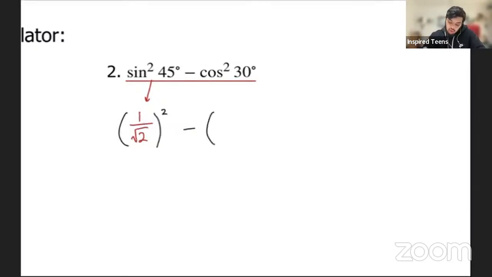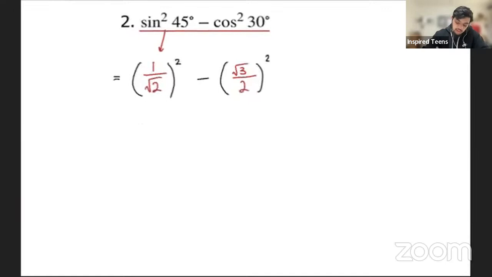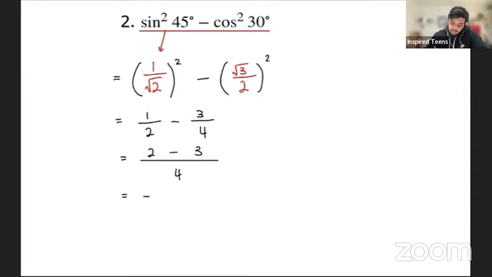Then we have cos 30. Sine 30 is root 3 over 2. We square it. And basically, that's how we're going to get it. Again, we can't use a calculator here, so we simplify. When you square a fraction, you square the numerator and denominator. So this becomes 1 over 2, because root 2 squared is 2, minus 3 over 4. You want to get them to the same base, so you do the LCD. This becomes 2 minus 3, which becomes negative 1 over 4 as your final answer.